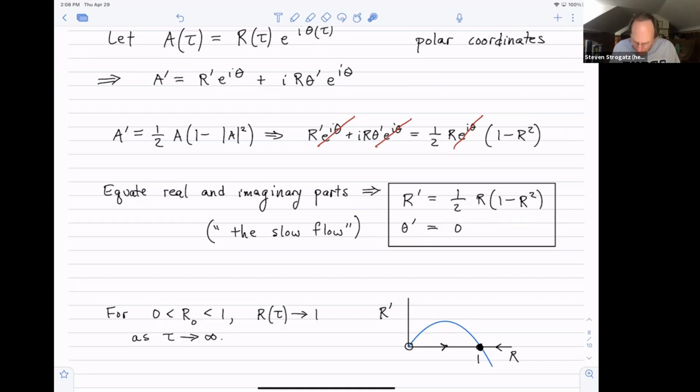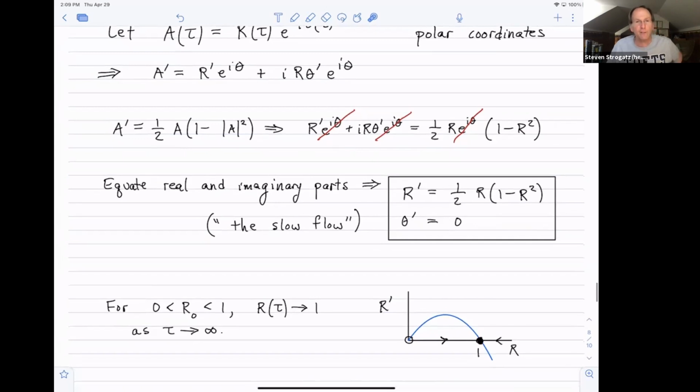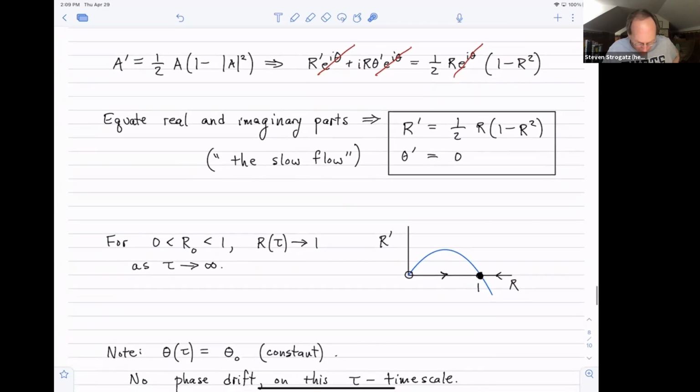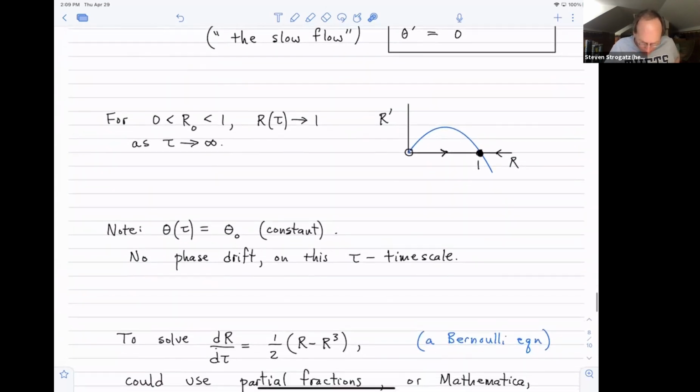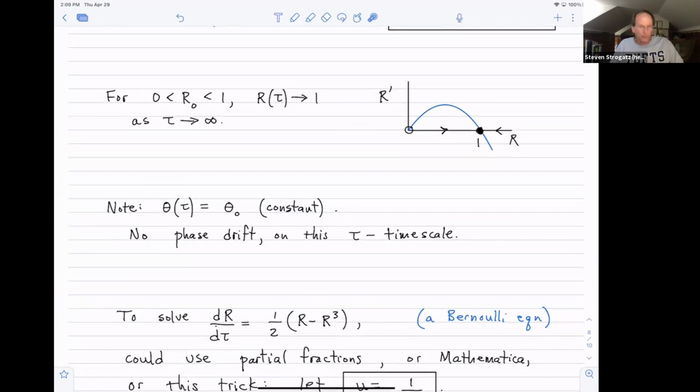But we can see how that actually occurs as a function of time, tau, by solving this equation, rather than just being qualitative about it. Okay, so I'm just making this remark here that theta stays constant on this time scale. But rather than just being qualitative, let's really solve this equation for r. Okay, so here it is.